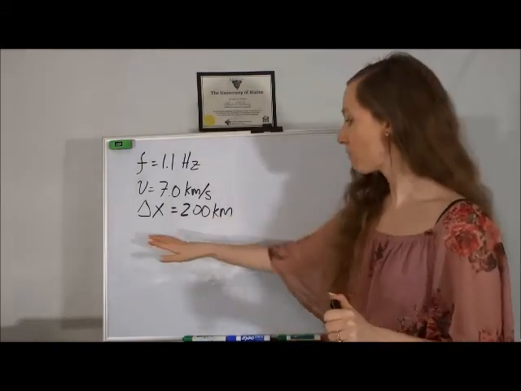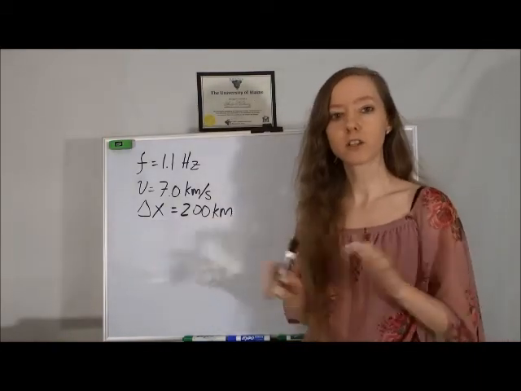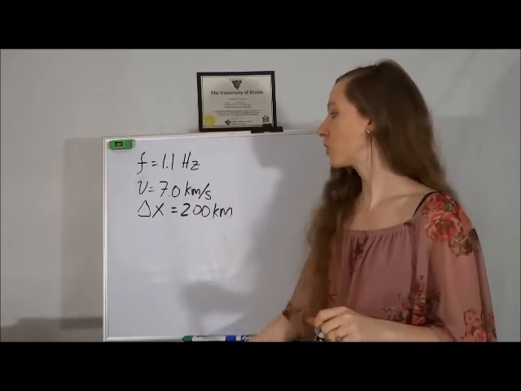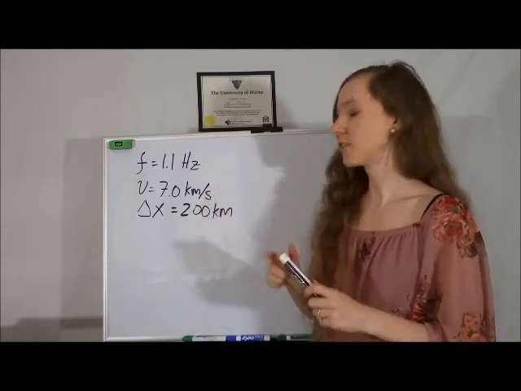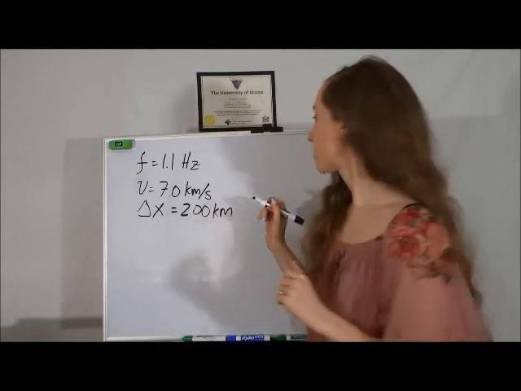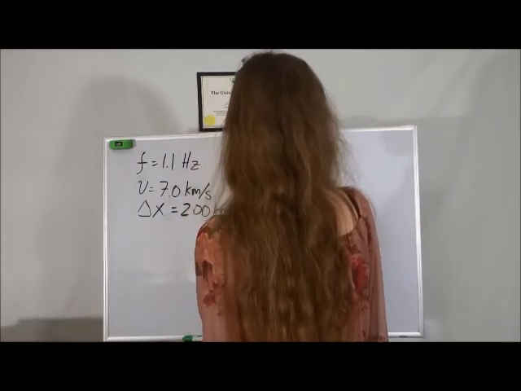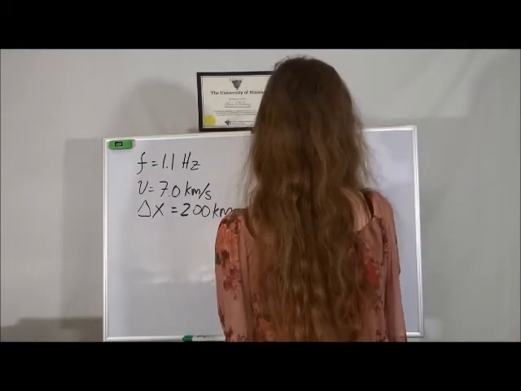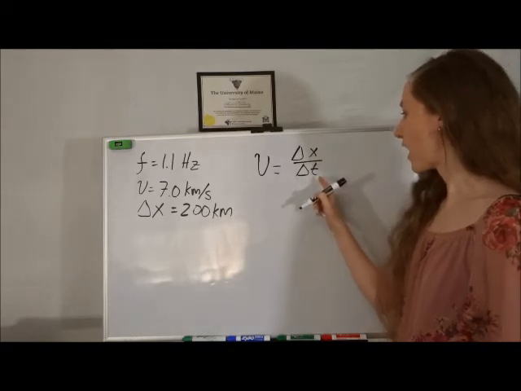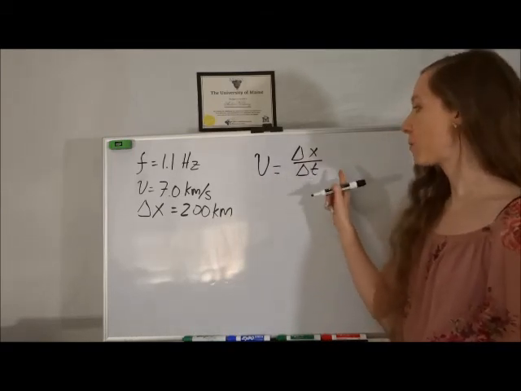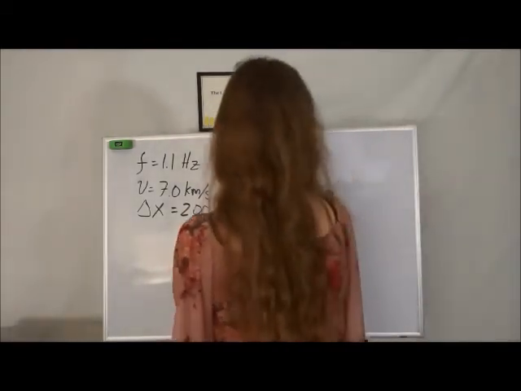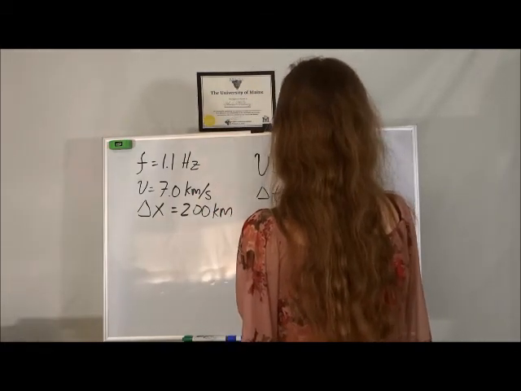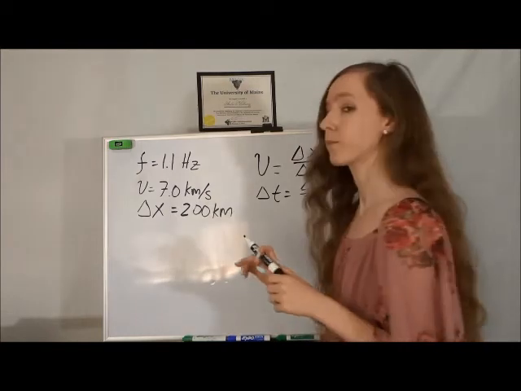So if we look at the information that we have, we know that there are 200 kilometers between where our earthquake started and where it's measured. We also know the speed at which it's traveling, and it's a constant speed. So this means we can use our old friend, v is equal to delta x over delta t. Since we're looking for time, we're just going to multiply both sides by time, and divide by velocity. And we'll get that delta t is equal to delta x over v.